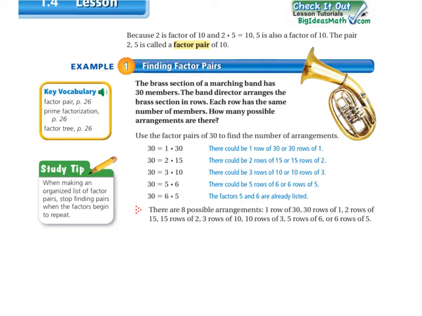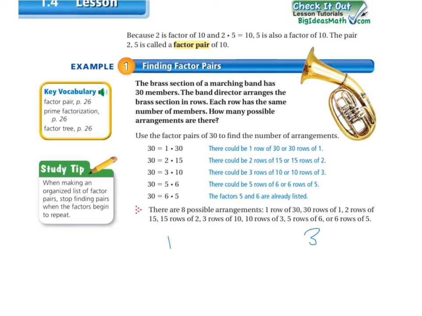We look at example 1. It says the brass section of a marching band has 30 members. The band director arranges the brass section in rows. Each row has the same number of members. How many possible arrangements are there? Notice they go through the factor pairs here. I'll write them out as well.